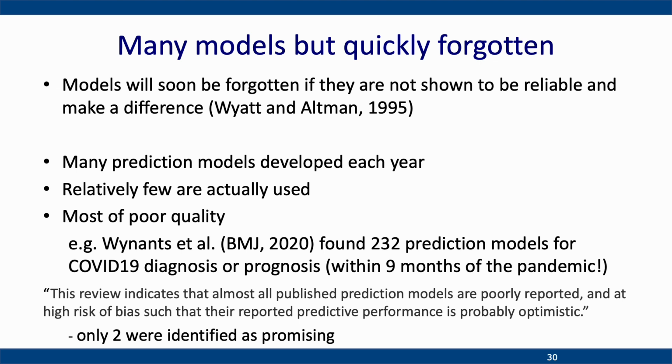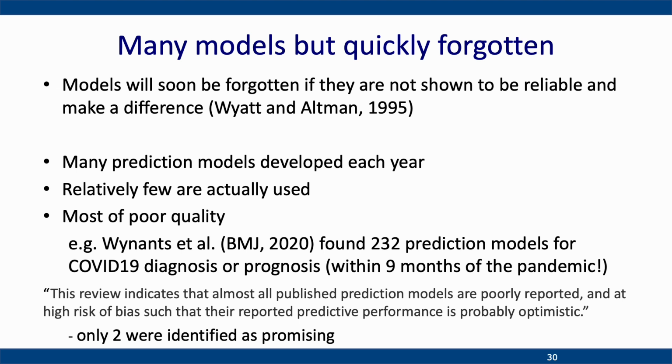Now, there are hundreds, thousands, many thousands of prediction models developed each year in the medical literature. Relatively few are actually used in practice, and most, I think, are of poor quality. So we did a living review of COVID-19 prediction models, and this was published very quickly after the pandemic started. Laura Wynants and Martin van Smeden got a lot of people together across the world to help review articles that were being published at that time.